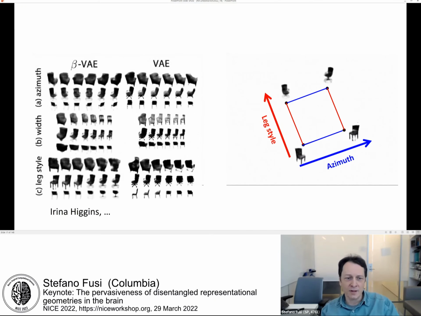Okay, so this kind of representation can be obtained by training, for instance, variational autoencoders that see a large number of samples. So, this is a beautiful example from Irina Higgins at DeepMind, where you have a very large number of chairs that have different styles, different width, different rotation, different azimuth. You present all of them to this variational autoencoder, and variational autoencoders can discover these latent variables automatically. So then you would have this nice structure here. So the leg style might be encoded along one direction and the azimuth might be encoded along an orthogonal direction.